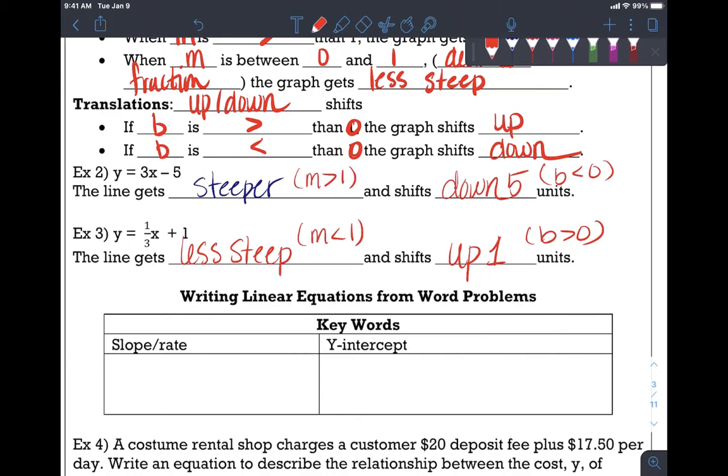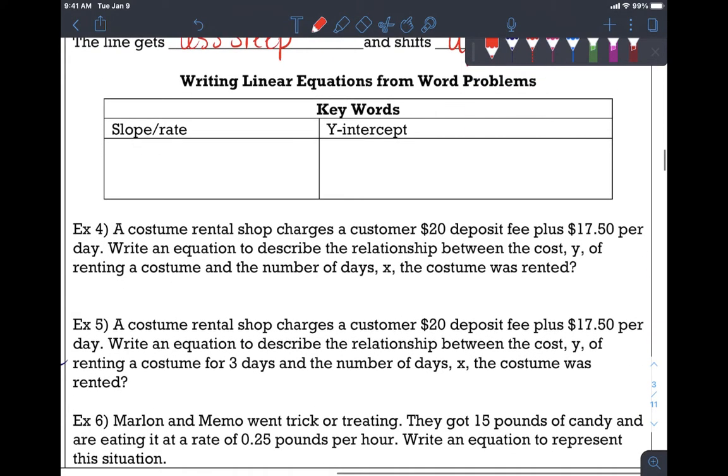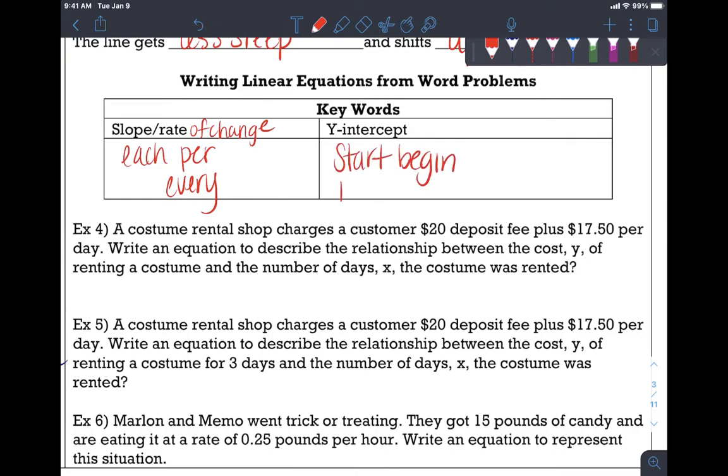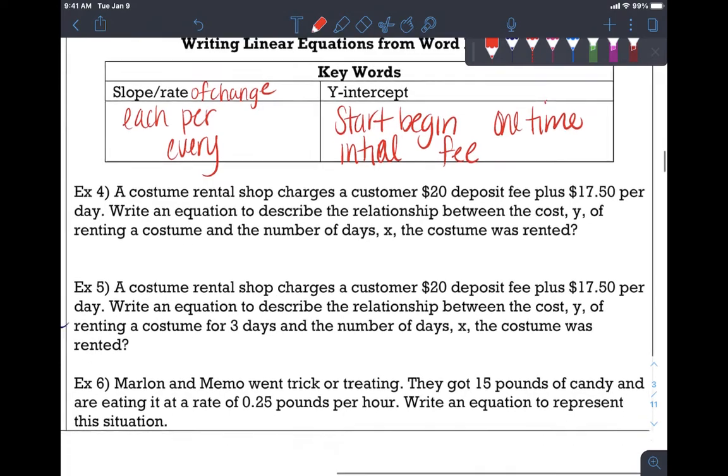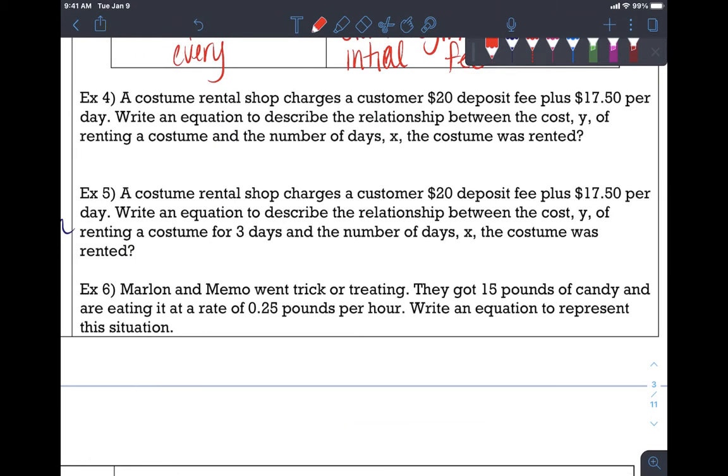So, linear equations from word problems. Slope, rate of change. Words that we associate with that are going to be each, per, every, things like that. For my y-intercept, it's going to be start, begin, initial, a fee, one time, things like that. All right, so let's look at these and let's go ahead and write out their equations.